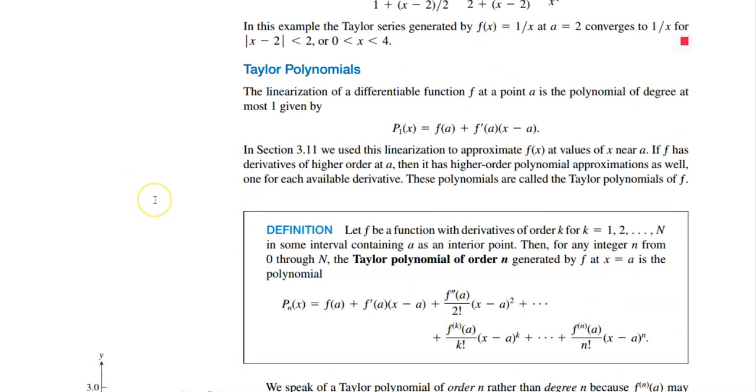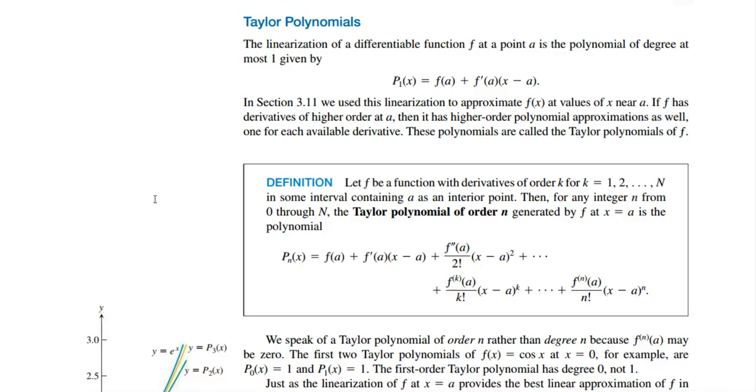The linearization of a differentiable function f at a point a is the polynomial of degree at most 1 given by p1 of x, which is f of a plus f prime of a times x minus a. In section 3.11, we used this linearization to approximate f of x at values of x near a. If f has derivatives of higher order at a, then it has higher order polynomial approximations as well, one for each available derivative. These polynomials are called the Taylor polynomials of f.